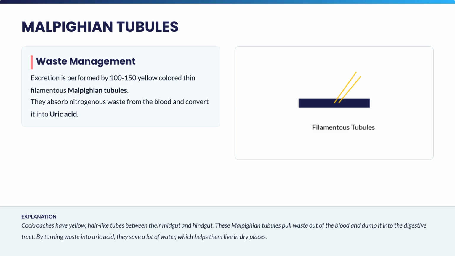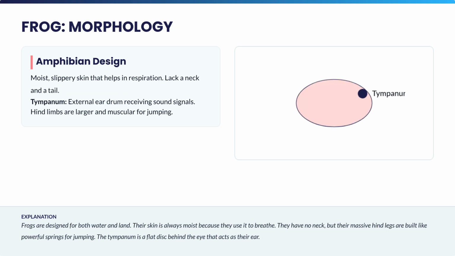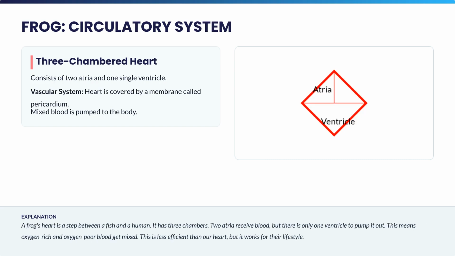Frogs have a moist, slippery skin used for respiration. They lack a neck and tail, but their massive hind limbs are muscular for jumping. The tympanum, a flat disc behind the eye, functions as the external eardrum. The frog's heart has 3 chambers, 2 atria, and 1 single ventricle. This single ventricle results in the pumping of mixed oxygen-rich and oxygen-poor blood to the body, which is less efficient but suited to their lifestyle.